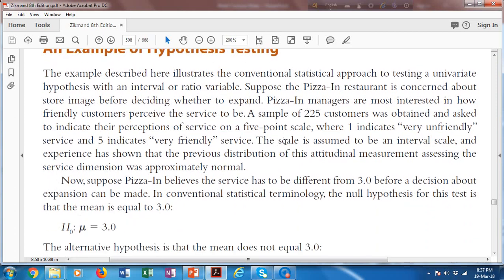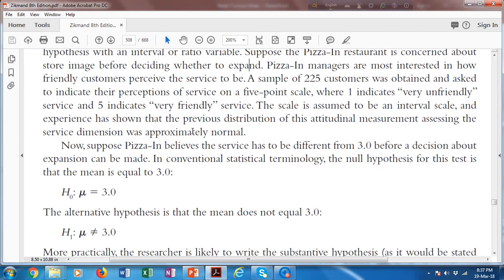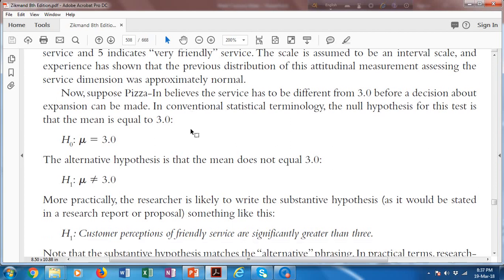Now, look at what this example is. Pizza Inn managers are interested in how friendly customers perceive the service to be. A sample of 225 customers were obtained, and they rated the service on a 5-point scale, where 1 indicates very unfriendly and 5 indicates very friendly. And Pizza Inn managers believe that if the average is 3, then it's all right. I mean, their service is friendly.